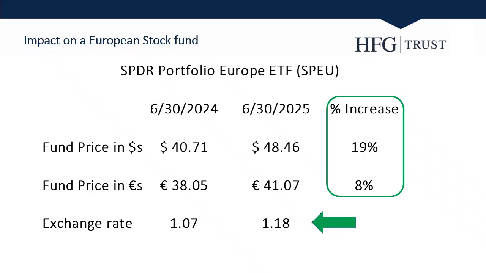However, clearly 11% higher return for those of us sitting in the US who bought this fund in US dollars and would sell it in US dollars. Again, that is 8% return for the underlying companies and their stocks, but 11% return just because of the change in the exchange rate shown at the bottom.